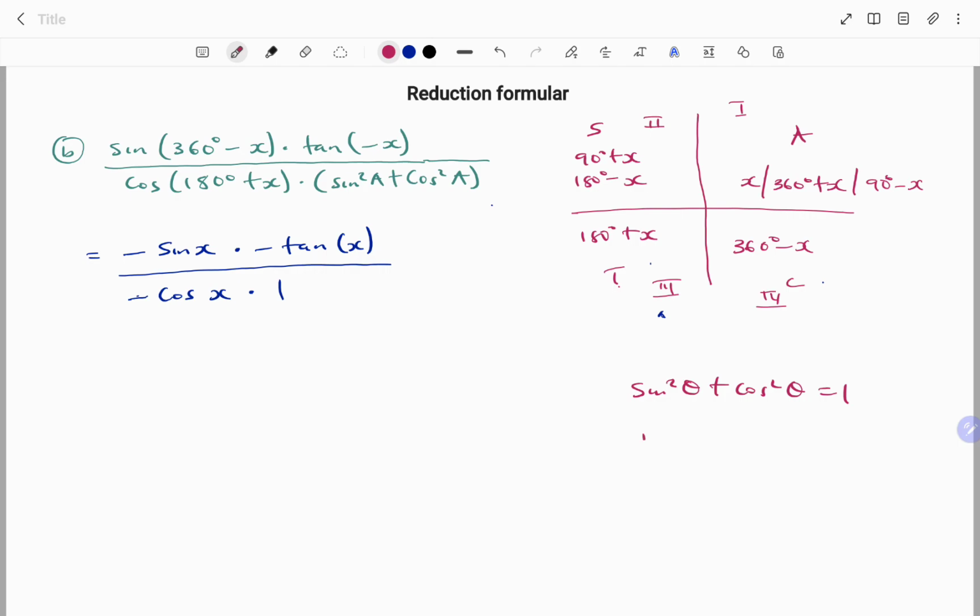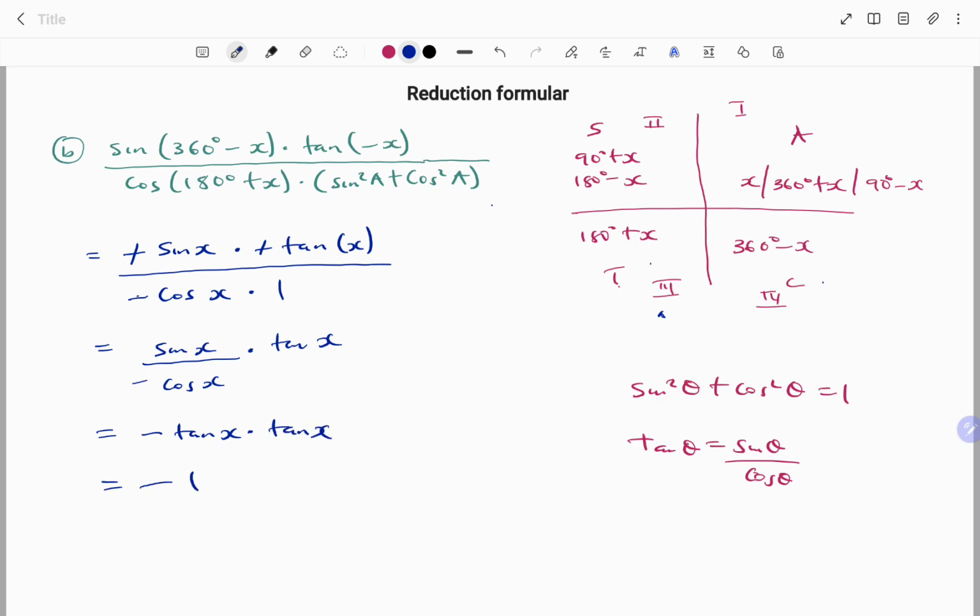Also, the trig identity states that tan θ equals sin θ over cos θ. So identifying that in our expression, minus times minus is positive. We are left with sin x over minus cos x times tan x. Sin x over cos x is tan x from our trig identities. So that's going to change to minus tan x times tan x, and tan x times tan x is tan² x.